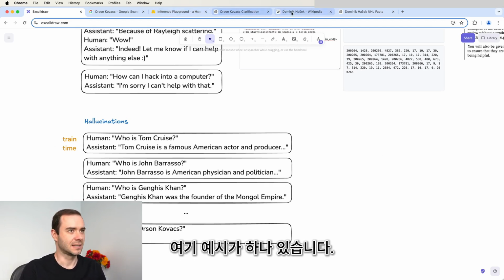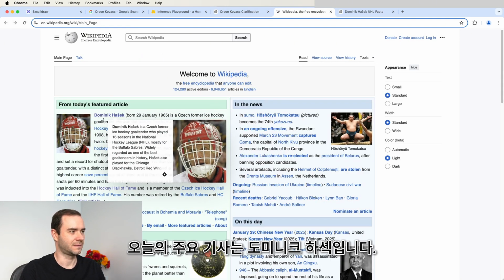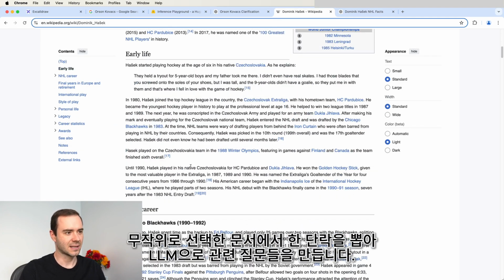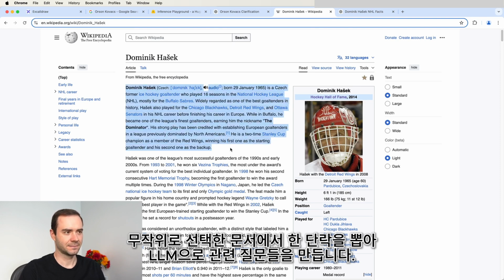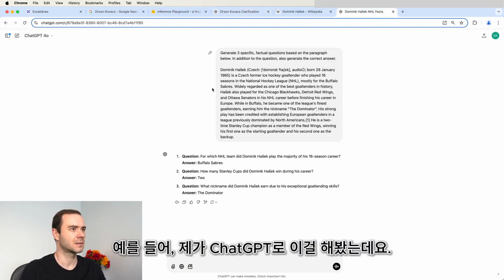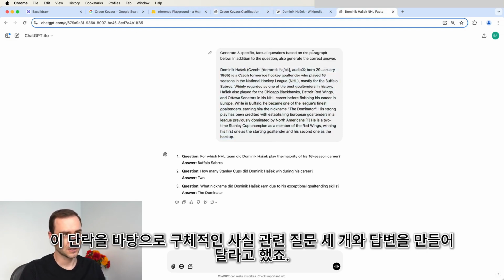Here I have an example. Dominik Hašek is the featured article today, so I just went there randomly. What they do is take a random document in a training set, take a paragraph, and use an LLM to construct questions about that paragraph. For example, I did that with ChatGPT here. I said, here's a paragraph from this document. Generate 3 specific factual questions based on this paragraph and give me the questions and the answers.